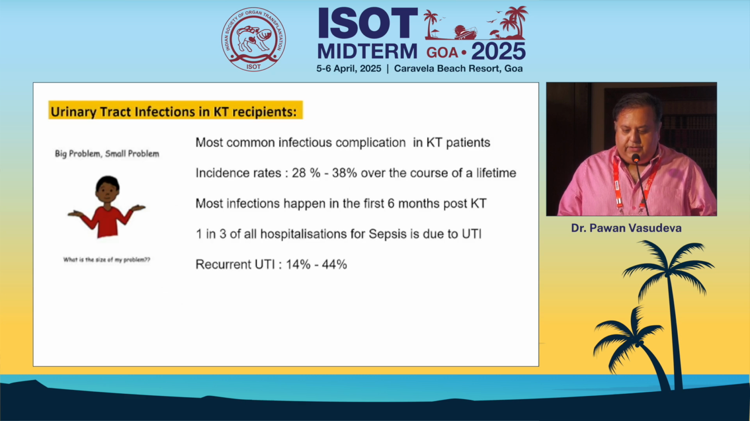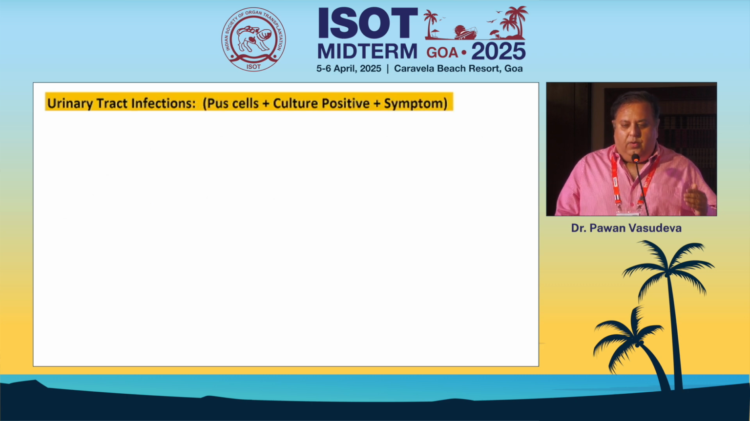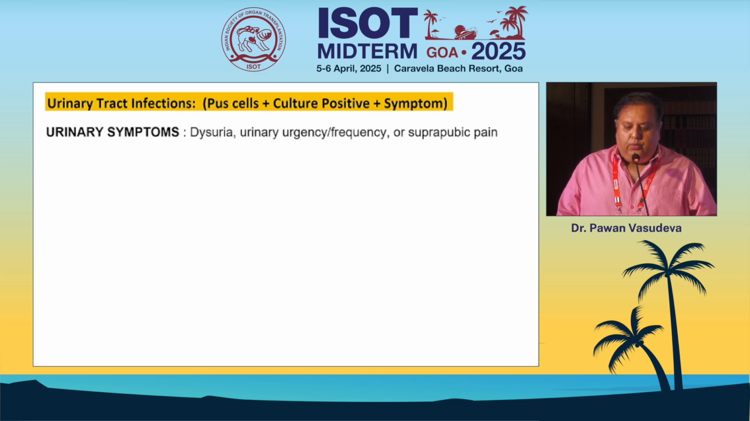Infections in transplant patients, how common? This is the most common infectious complication in transplant patients, and 1 in 3 hospitalizations for sepsis is because of UTI. Now, for UTI, you need three things: pus cells, culture positive, and symptoms. Here, 10 to the power 5 does not matter. Even if you have a lower colony count, in the presence of symptoms, a 10 to the power 3 or 4 will also be considered significant when you are diagnosing somebody with a UTI.